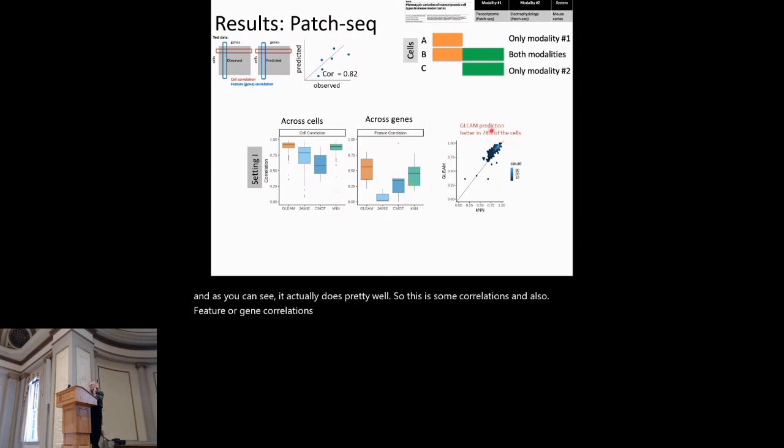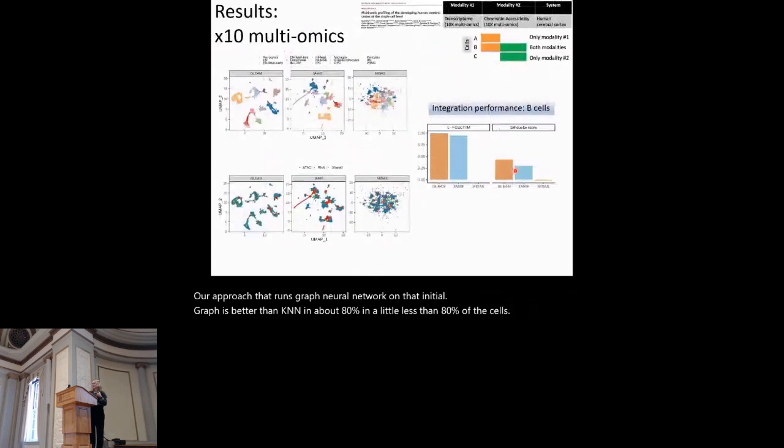And then overall, our approach that runs a graph neural network on that initial graph is better than KNN in a little less than 80% of the cells. So this is a glimpse of what the integration looks like with methods that actually generate embeddings. And then this is the evaluation of the integration performance. We see that Gleam does a much better job of mixing cells that are coming from different modalities, and then separating the cell types.